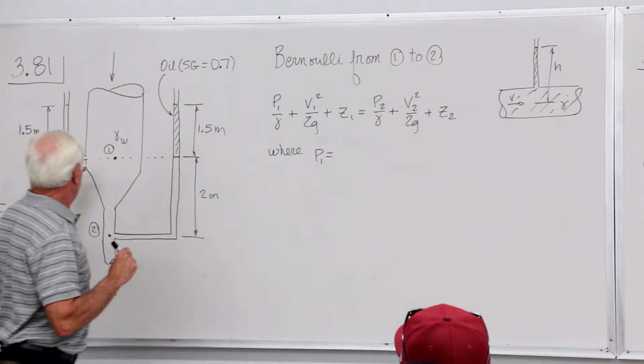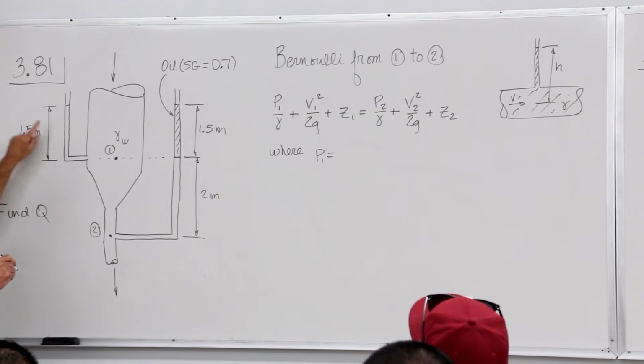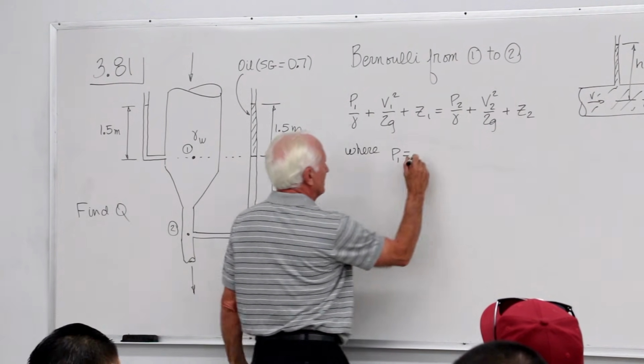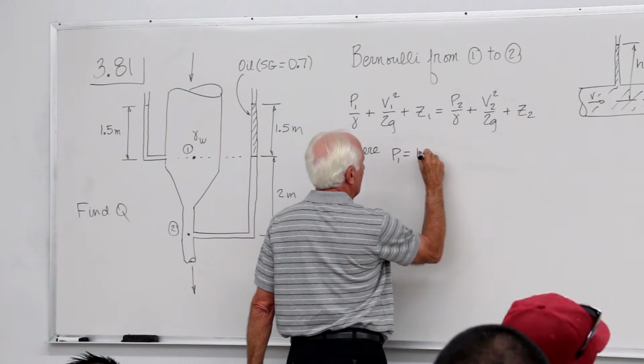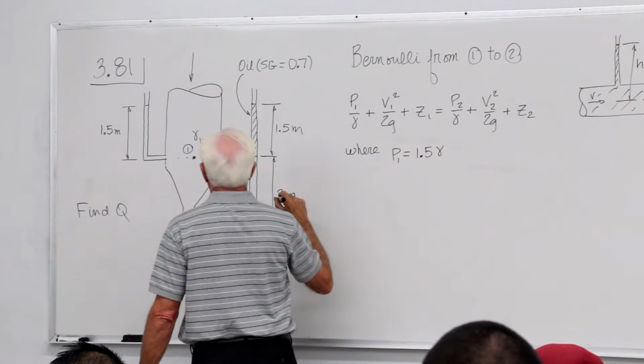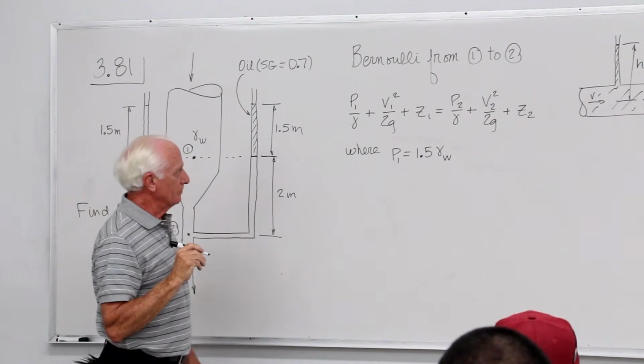So, what's P1? Drill a hole in the side of the pipe, put a glass tube on it. Water goes up 1.5 meters. P1 is 1.5 gamma. And we're going to call that gamma water, so we get our gamma straight again. There's water and oil in this problem.